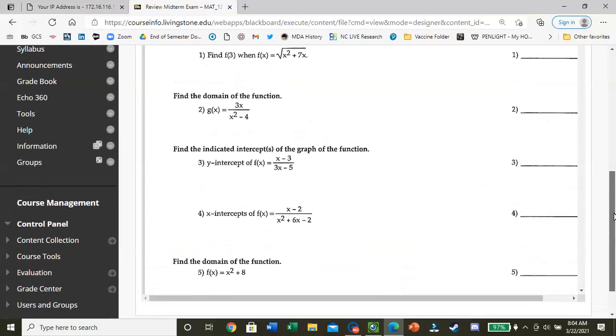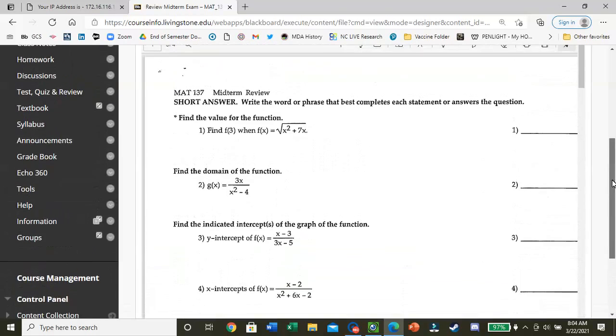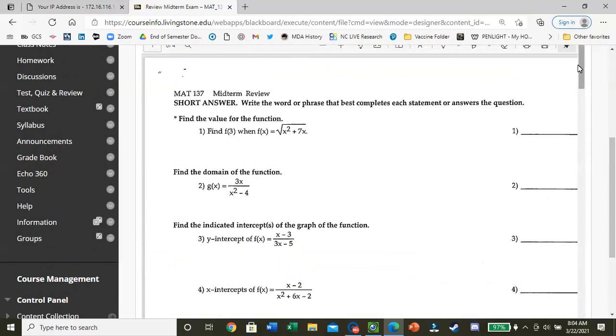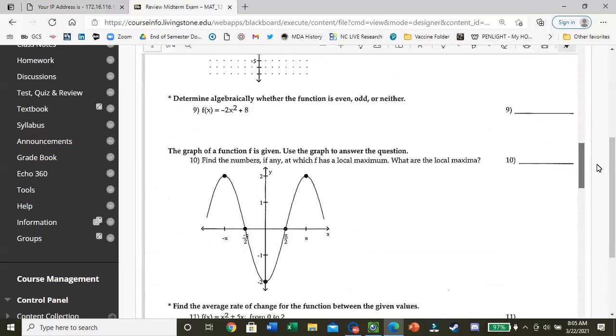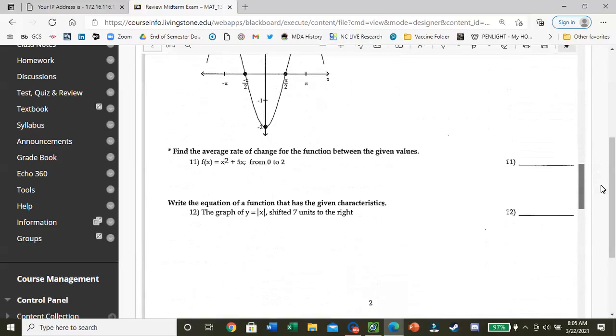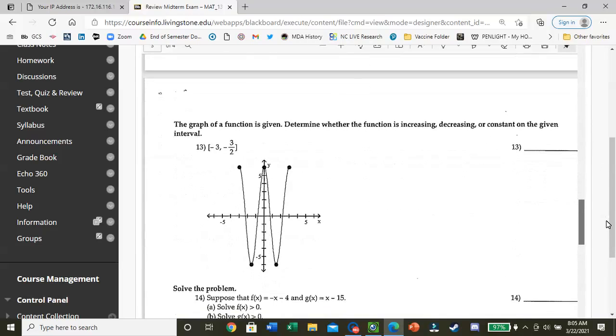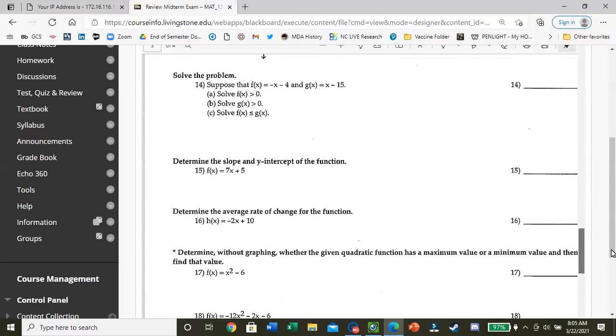Where are you? Oh, I know what the problem is. Here we go. Needed. The 14.